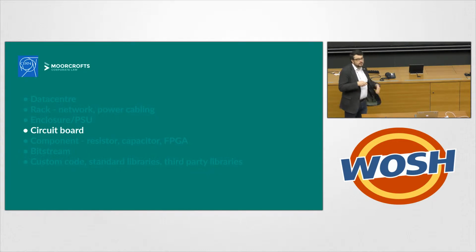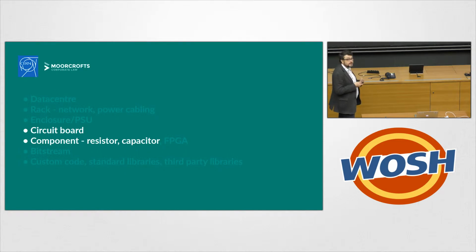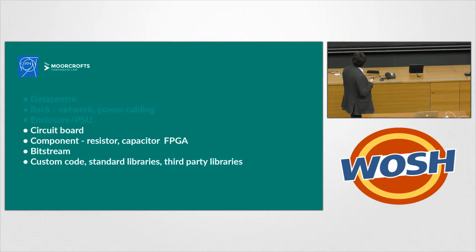So let's talk about the hierarchy of different hardware designs. Let's start with the circuit board. This is the classic example of a hardware design. Then on the circuit board, you will have components, and those components are things like resistors, capacitors, inductors, and so on. They also may include things like FPGAs, ASICs. An FPGA requires a bit stream, which is also a component. And then, in order to create the bit stream, you're going to need some custom code that you've written, some standard libraries, some third-party libraries.